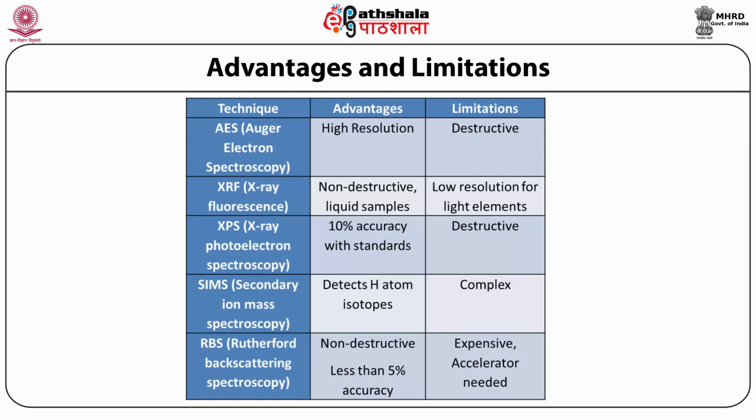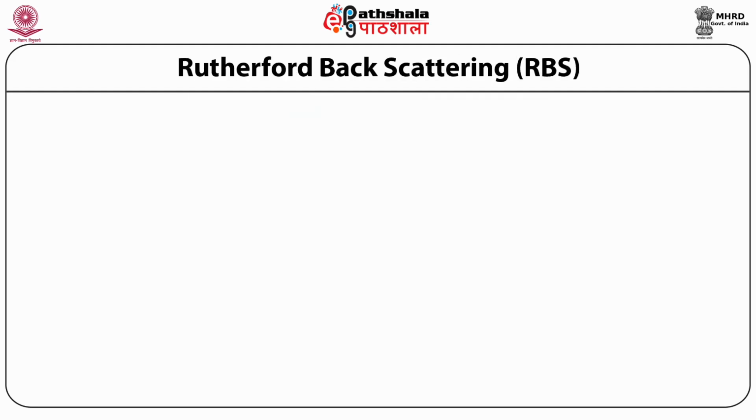The secondary ion mass spectroscopy has an advantage to detect hydrogen atom isotopes, but it is very complex. Finally, the Rutherford backscattering spectroscopy has an advantage of being a non-destructive technique, and the accuracy is less than 5%. The limitation of this technique is that it is expensive and an accelerator is needed.